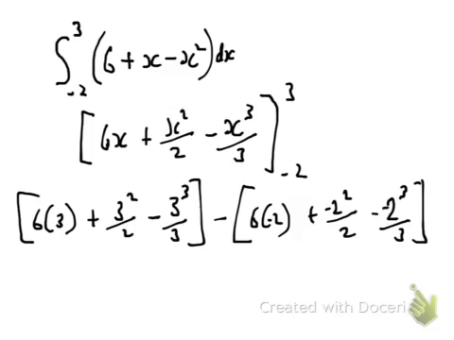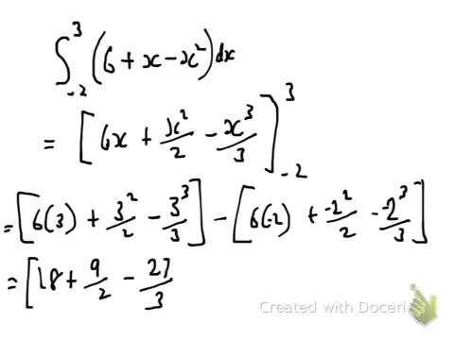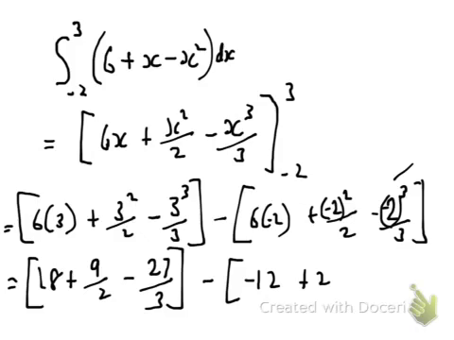And now we can expand the brackets. So it equals 18 plus 9 on 2 minus 27 on 3, minus 6 times negative 2, negative 12, negative 2 squared is 4 on 2 is plus 2, negative 2 cubed, there, we've got negative 8, and we've got a negative there as well, so negative 8 is plus 8 on 3.